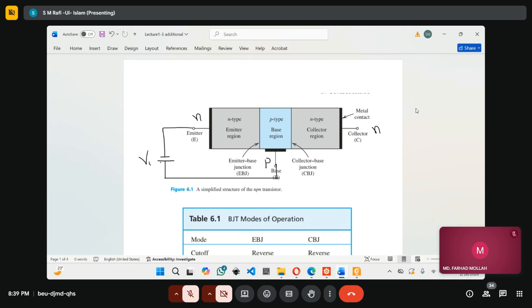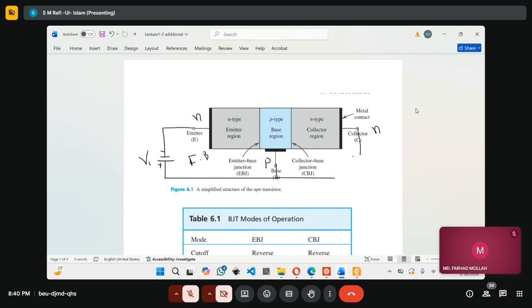If I apply this voltage, you see the negative terminal of the voltage source is connected to the N-type region, and the positive terminal is connected to the P-type region. So this junction will be in forward bias condition. Whereas the collector base region should be in reverse bias condition. So what would be the case?